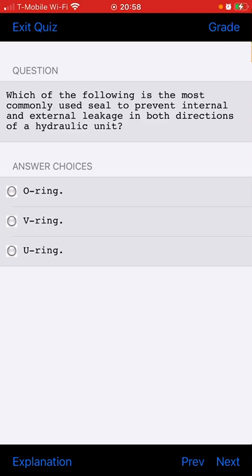Which of the following is the most commonly used seal to prevent internal and external leakage in both directions? The O-ring. It's an easy one. I never hear of a V or a U-ring, but when it comes to these tests, I've seen the O-ring.